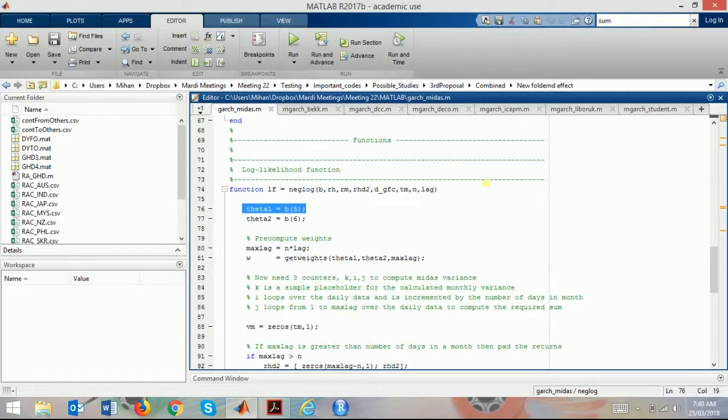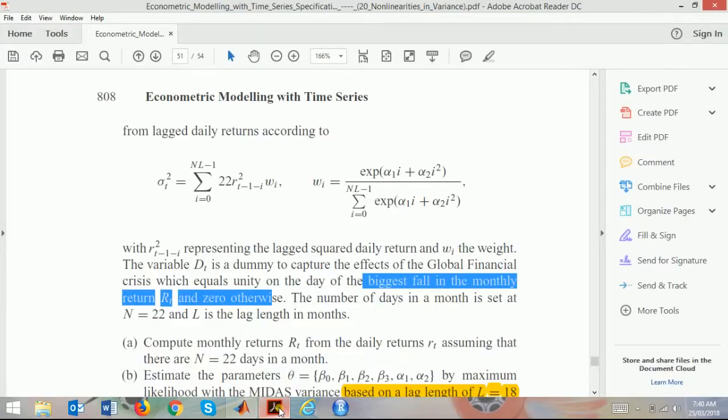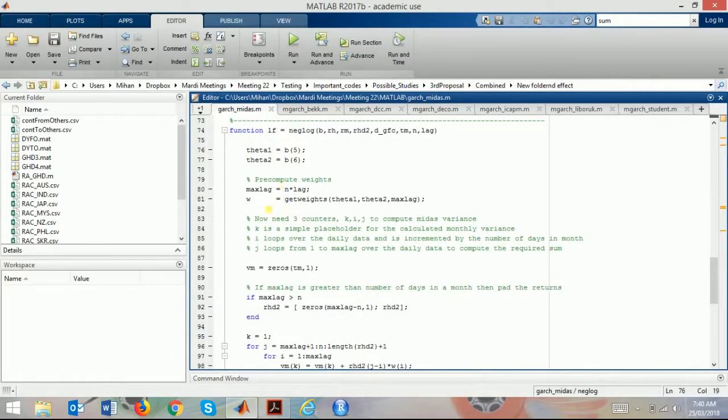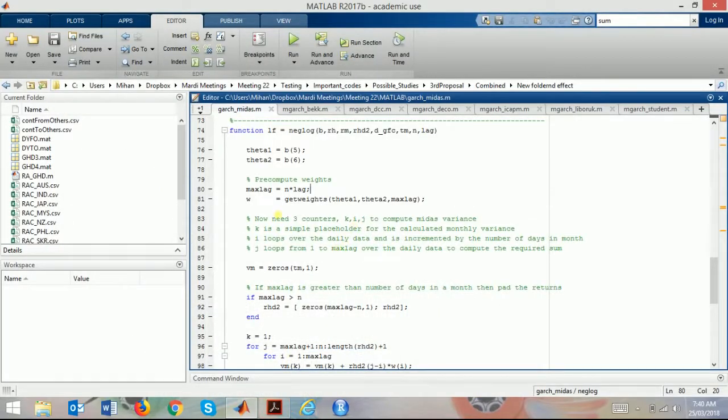Theta 1 is a magic. Theta 1 is B5, theta 2 is B6, right? And theta 1 is alpha 1 and alpha 2. We are talking about alpha 1 and alpha 2. And let's pre-compute weights first. N into lag, maximum lag is NL. N is 22 days and lag is 18.